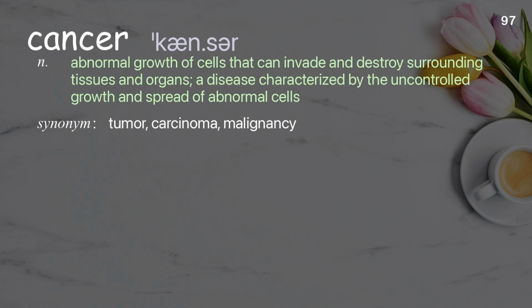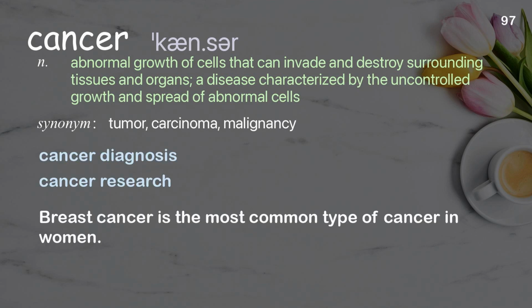Cancer: abnormal growth of cells that can invade and destroy surrounding tissues and organs. A disease characterized by the uncontrolled growth and spread of abnormal cells. Examples: cancer diagnosis. Cancer research. Breast cancer is the most common type of cancer in women.